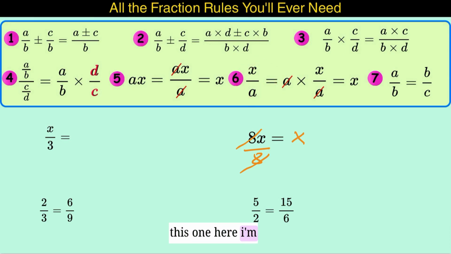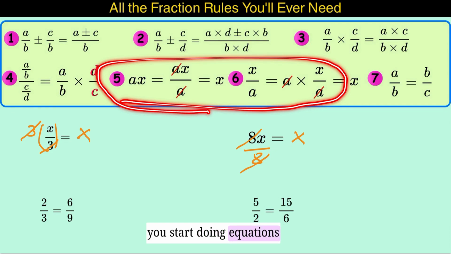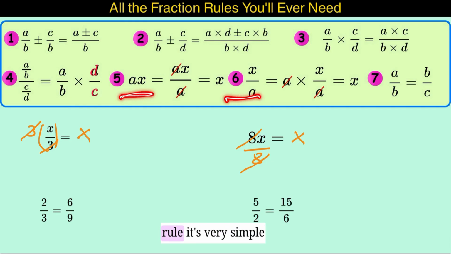So this one here, I'm going to multiply by 3. When I multiply by 3, this will go with this. I'm going to have x by itself. It's an easy rule. And it will be handy, it will be needed on the equations part, when you start doing equations, whether you have fractions or not. But this is how you get rid of it, by using fractions. I hope you understand this rule. It's very simple, but it's very important.